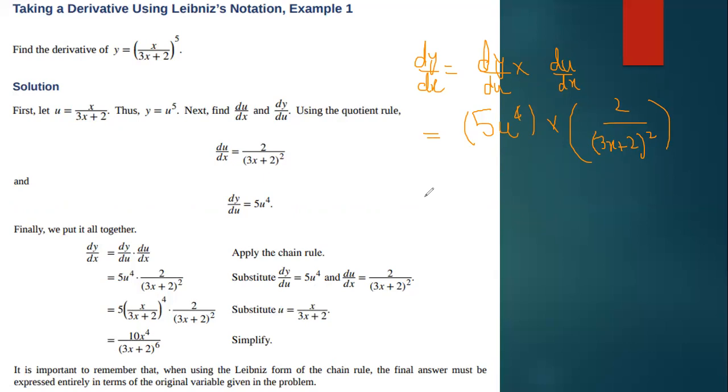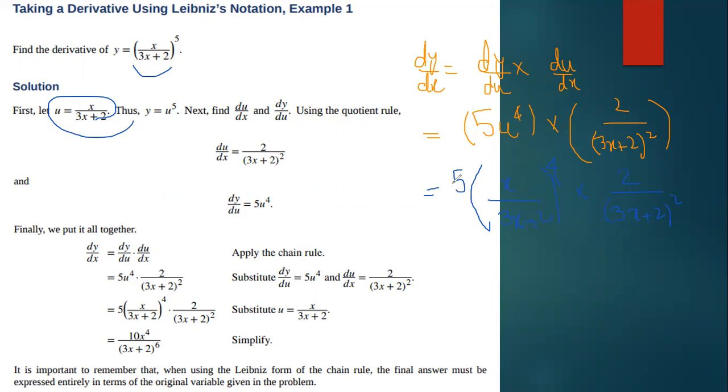and this will be u power 4. What is u मैंने जो लिया था, it is x, ये अंदर वाली value, that is x upon 3x plus 2. So I will write this 5 into x upon 3x plus 2 whole power 4 with a multiple of 2 upon 3x plus 2 whole square.